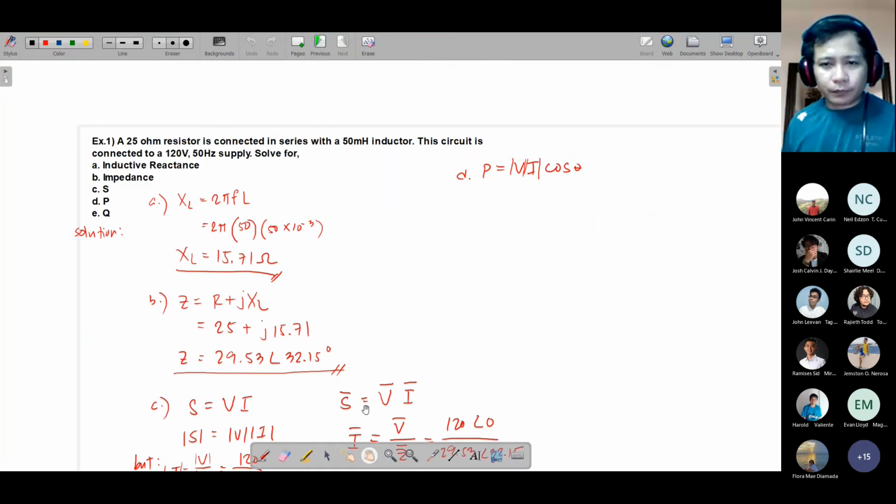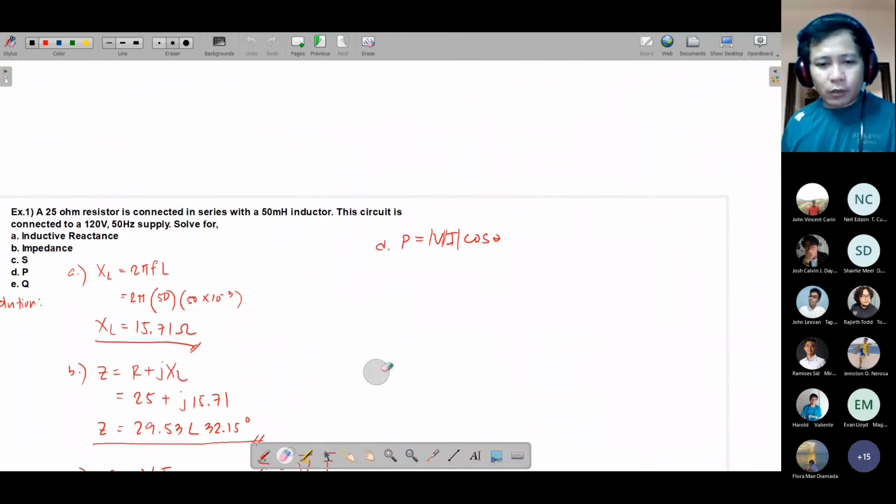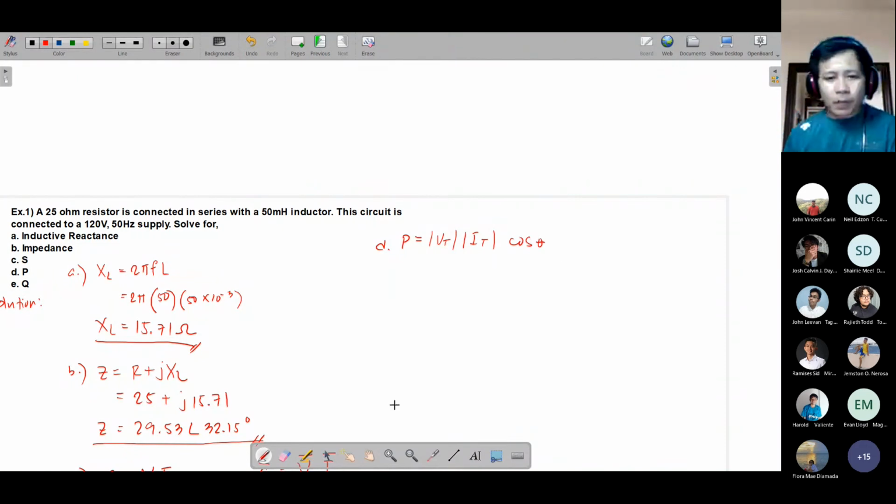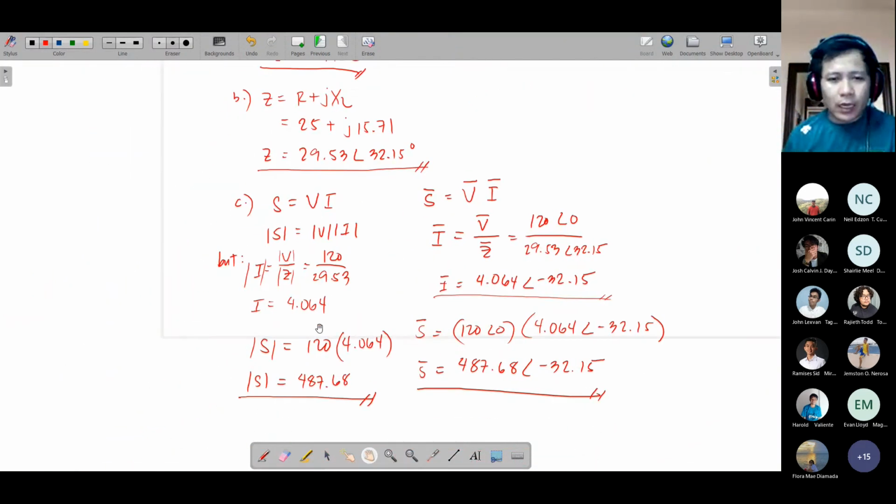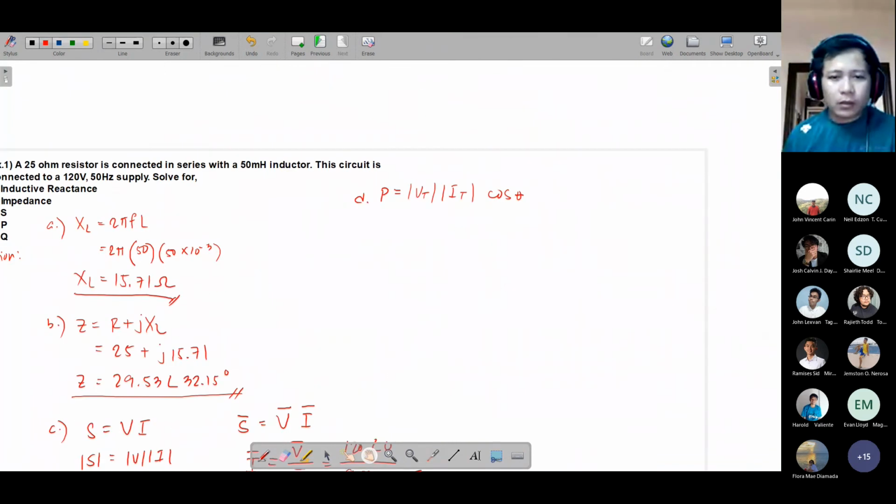Now here, P is equal to VI cosine theta. Let's make it clear, these are all magnitudes: the magnitude of V total times the magnitude of current total, then cosine of the angle theta. But we have already solved for the current, which is 4.064. Since it is a series circuit, the total current is the same everywhere. So, take note of that. So, power will be 120 times 4.064 cosine of the angle.